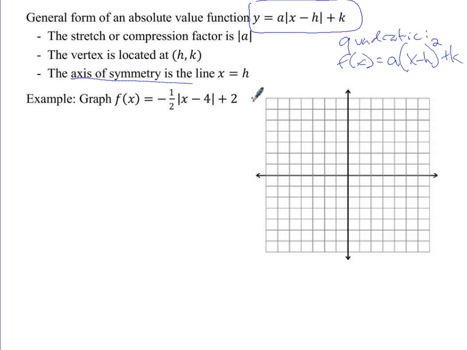Where's the vertex? The minus sign is supposed to be there, so that makes this number right here a positive 4. So the vertex is (4, 2). So I can put it out there right now. (4, 2) is right there. So that makes the axis of symmetry right there.